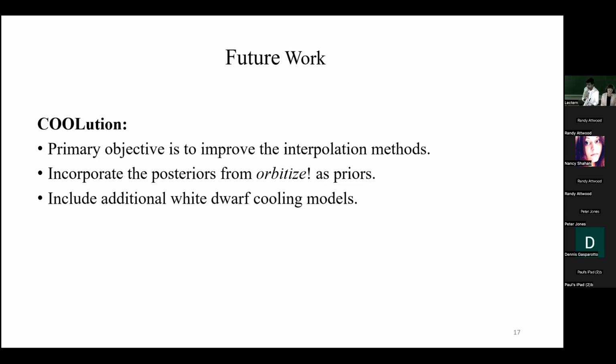So our primary objective is COLLUSION. We want to improve the interpolation methods and add some more white dwarf cooling models, because we initially assumed a hydrogen white dwarf for our companion, but it could be a helium one, which would mean slightly different magnitudes. So maybe that's the case. I don't know. We also want to incorporate the posteriors from orbitize as priors instead of just using the number.